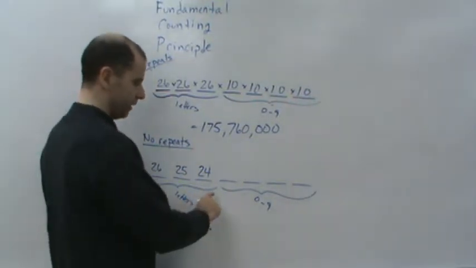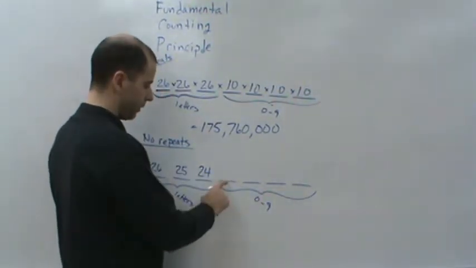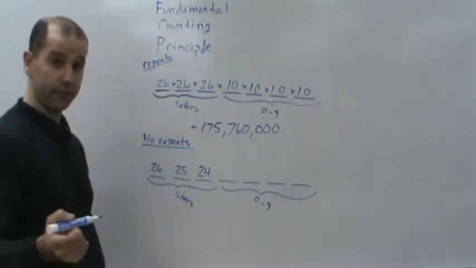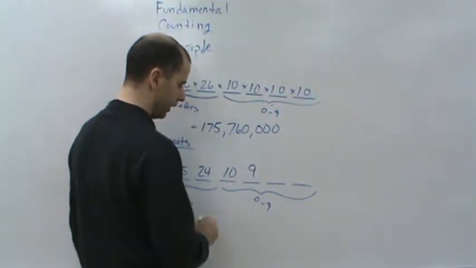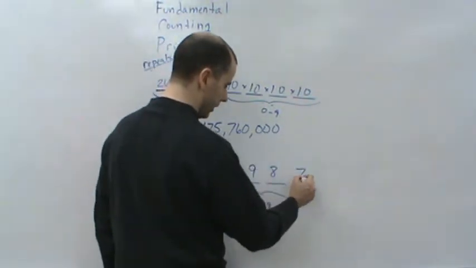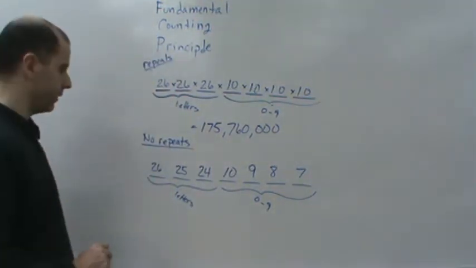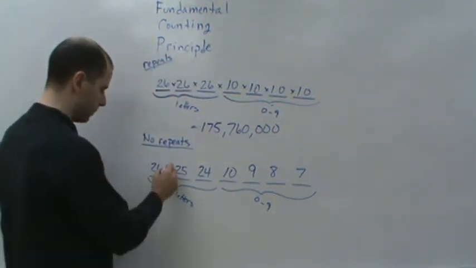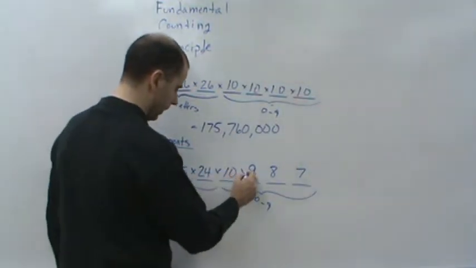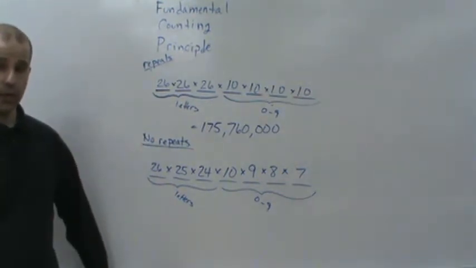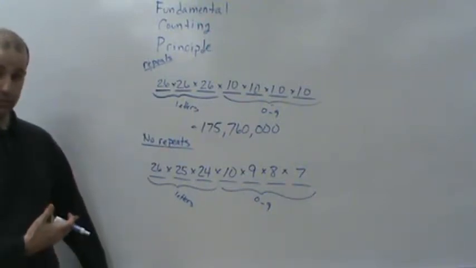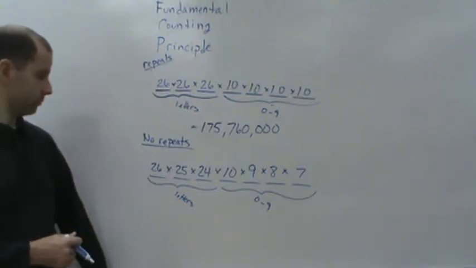Now I'm at the digits 0 through 9. The first number that I choose, I have 10 to choose from, right? And then after I choose one, I only have 9 for the next one, 8, and then 7 for the last one, okay? And then we use the fundamental counting principle. I'm going to multiply all of these together, and this will give me the total number of license plates that don't have any repeats. Again, this is under the assumption that order matters, okay?